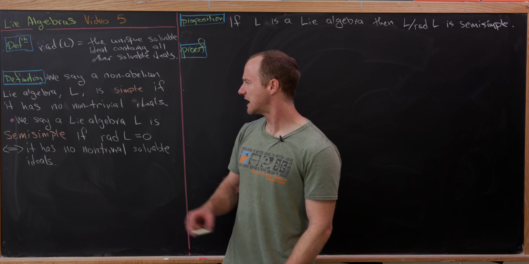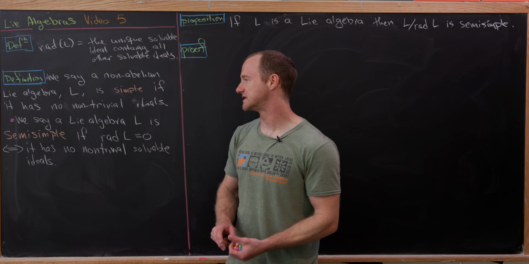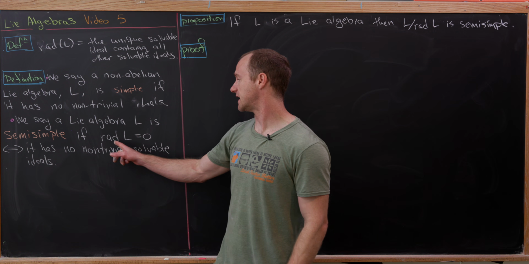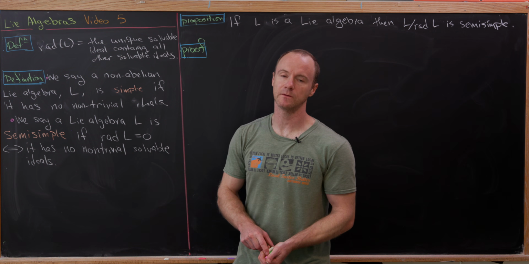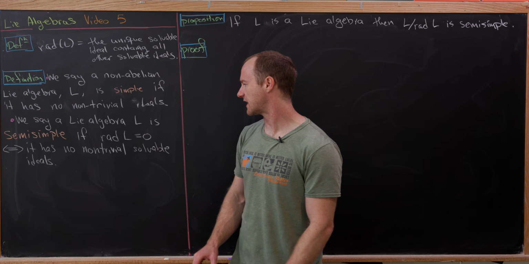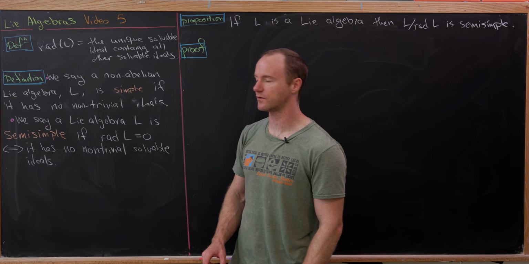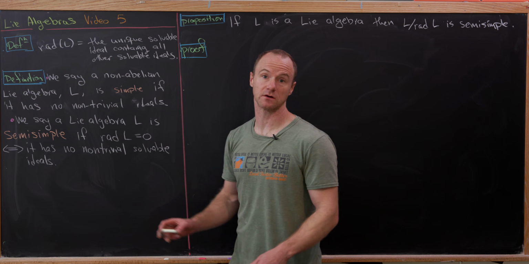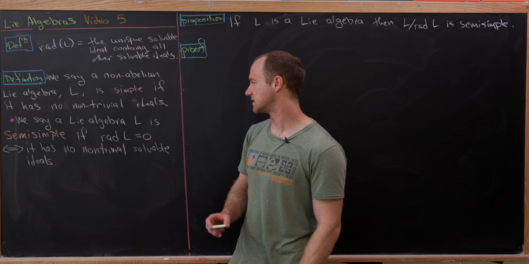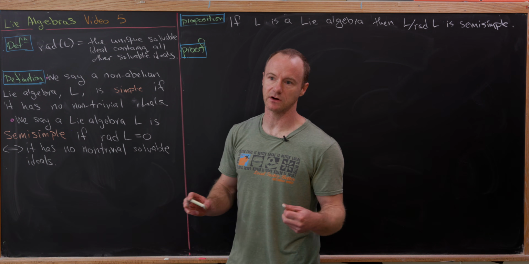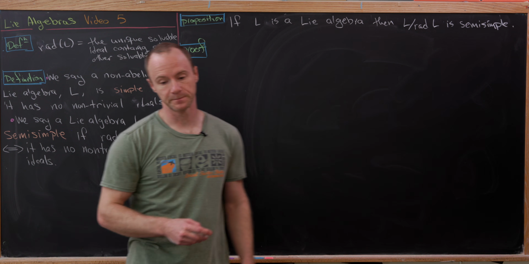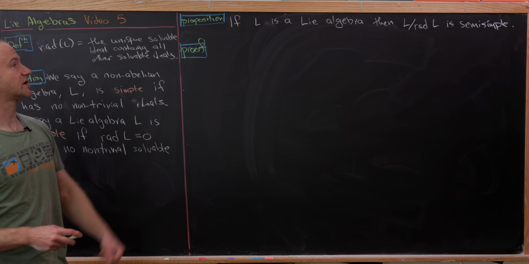Okay, so next up we say that a Lie algebra L is semisimple if its radical is 0. But that's equivalent to saying that it has no non-trivial solvable ideals. Recall that the radical contains all of the solvable ideals. So if the radical is 0, then it can't contain anything. Okay, so now let's look at a nice result.